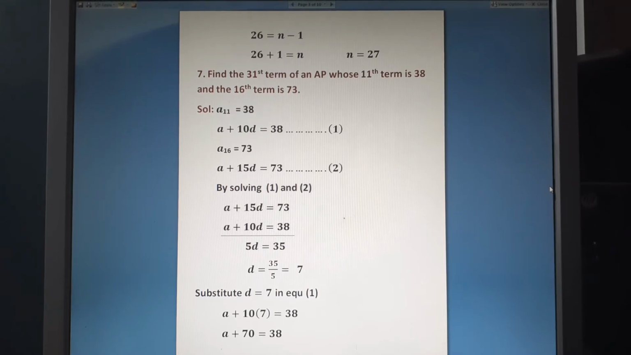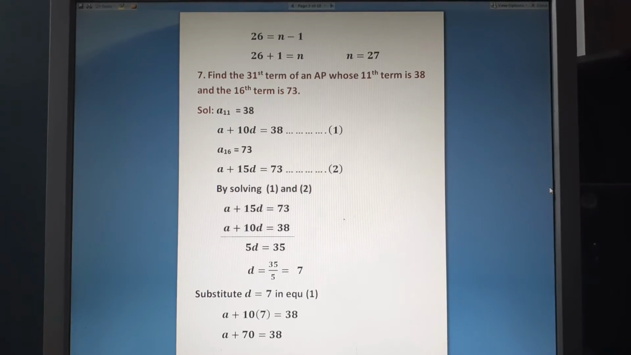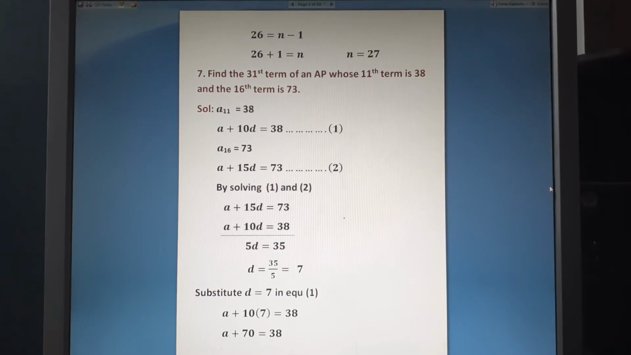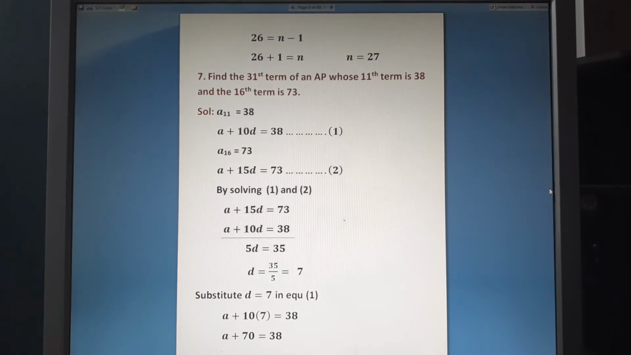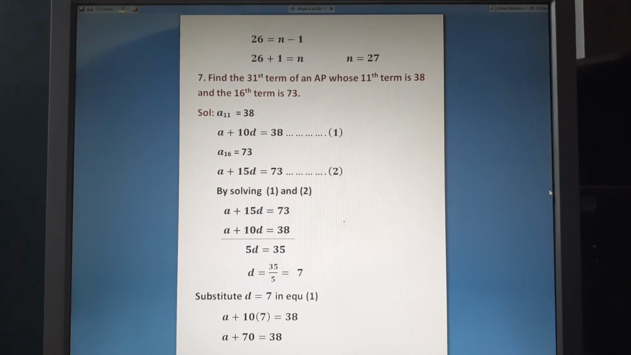According to the question, a_16, that is the 16th term, is equal to 73. Here also we will apply the formula. a plus (16 minus 1) into d is equal to 73. That is a plus 15d is equal to 73. This is equation number 2.